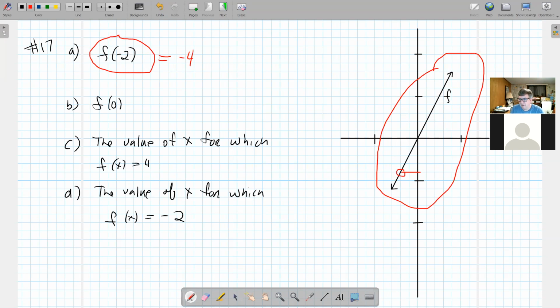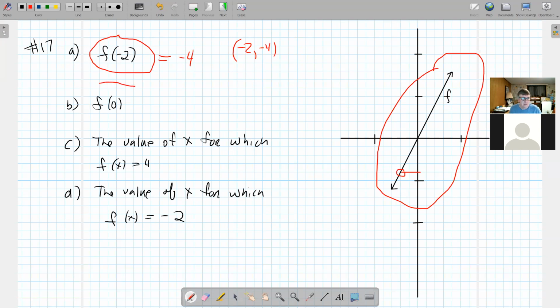All right. Basically what that's saying is the graph contains the point -2, -4. They're giving us the x value. Find a point on the graph that has that x value. Tell us the corresponding y value. All right. Any questions about that?